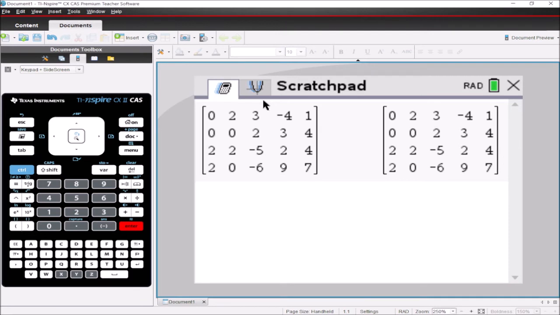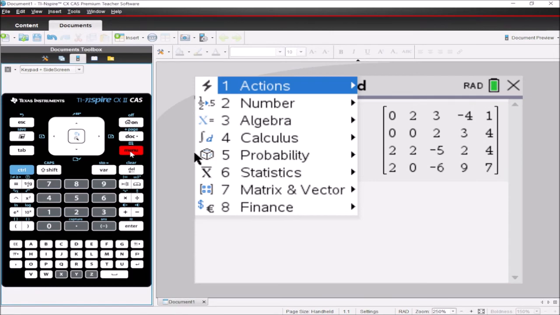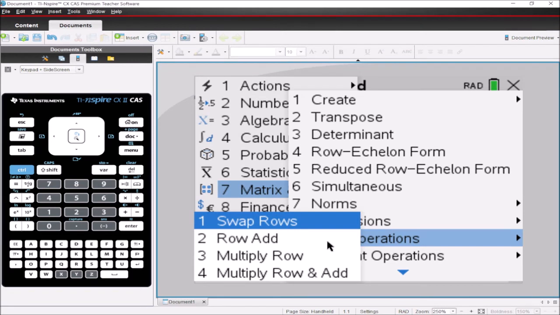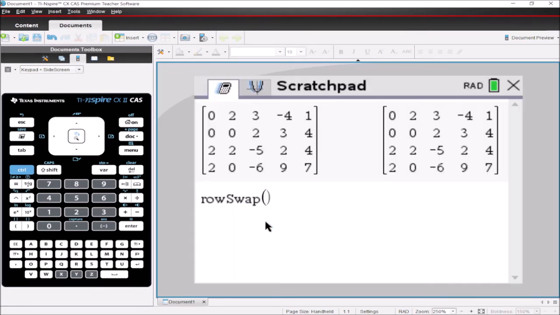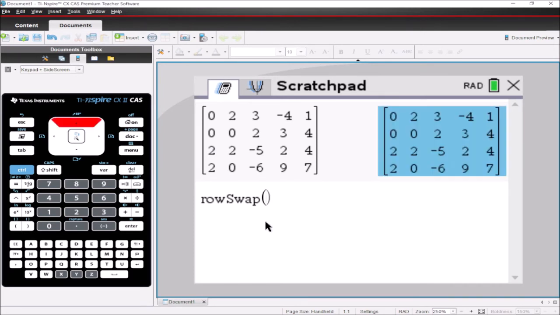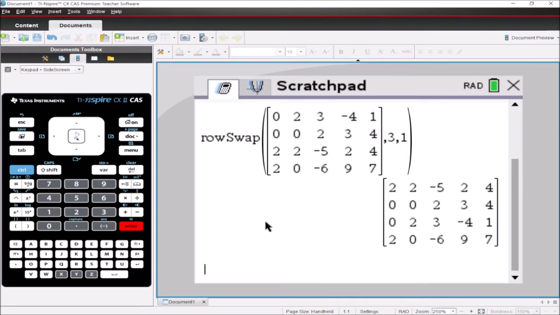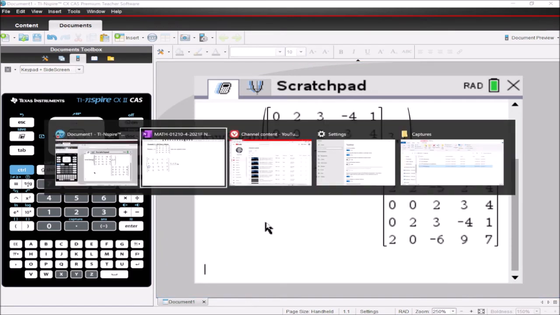Now here's what we're going to do. We're swapping row 1 and row 3. Menu, matrix and vector again. We're going to come down here to 9, row operations, and we want to swap rows. Going to hit the arrow key, essentially copy and paste my matrix. Row 3 with row 1, hit enter. And that will be our resulting matrix. And so all we have to do is now copy that matrix into our work.